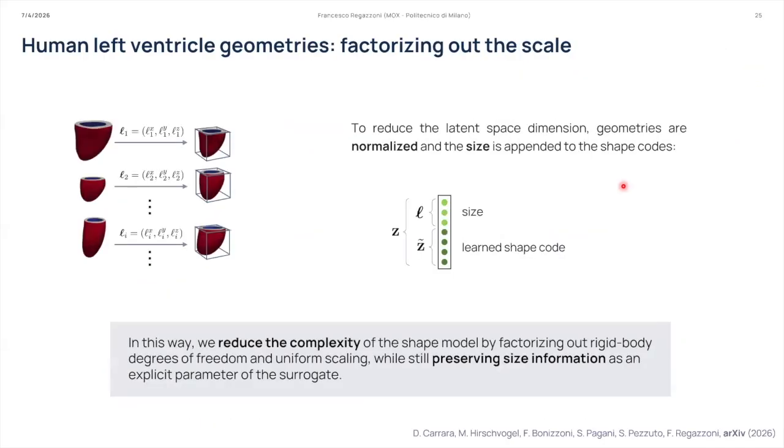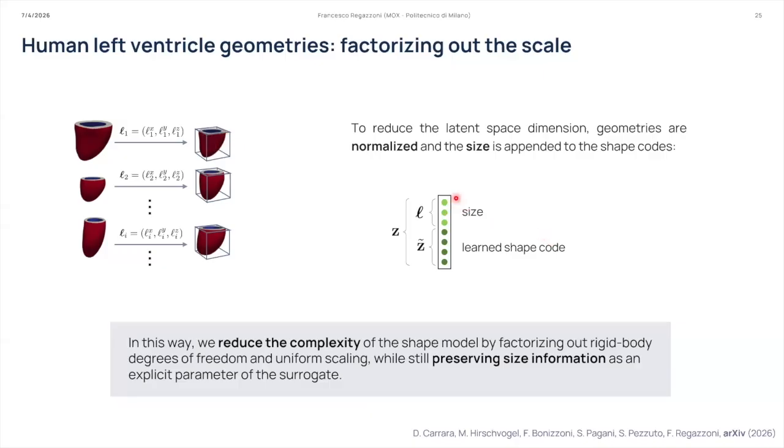And then how can we factorize out the scale? Well, the idea is that we take all the geometries and we normalize them into the unit cube. In this case, we can focus just on the shape and not on the scale. So we train a shape model on this normalized space.